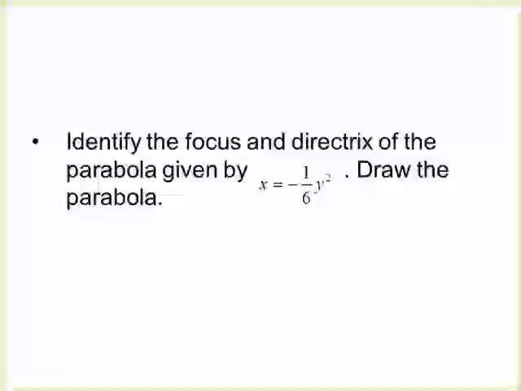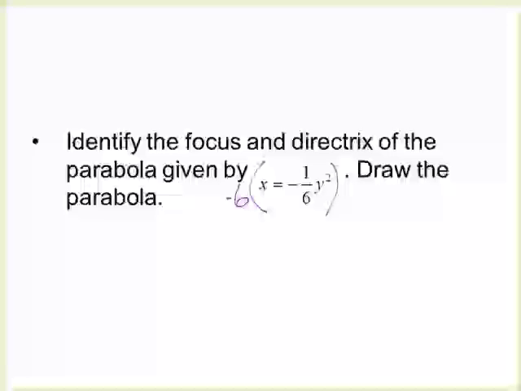So in this question, we are asked to identify the focus and the directrix and then to graph. But our equation isn't quite in the correct form yet, because in that chart, the squared thing is alone. Whether it's x squared or y squared, it's alone. So I need to get that y squared alone. How do I do that? Divide by -6. Times it by -6. Multiply by -6, or divide by -1/6.